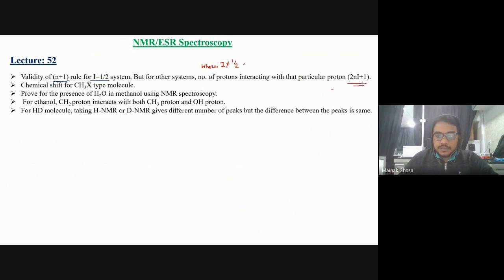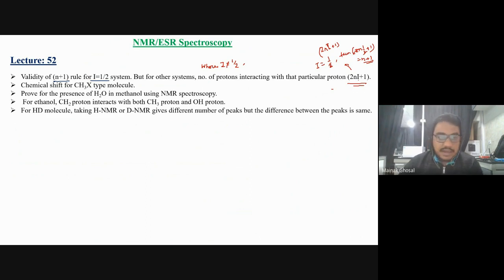So if you have any query about why this is different, it is not different. This is 2nI plus 1, and if you put I equal to half, then it will be 2n into half plus 1. You can see that this becomes n plus 1. That is the same rule. So this is the more generalized rule: 2nI plus 1 will be the number of fine structures.